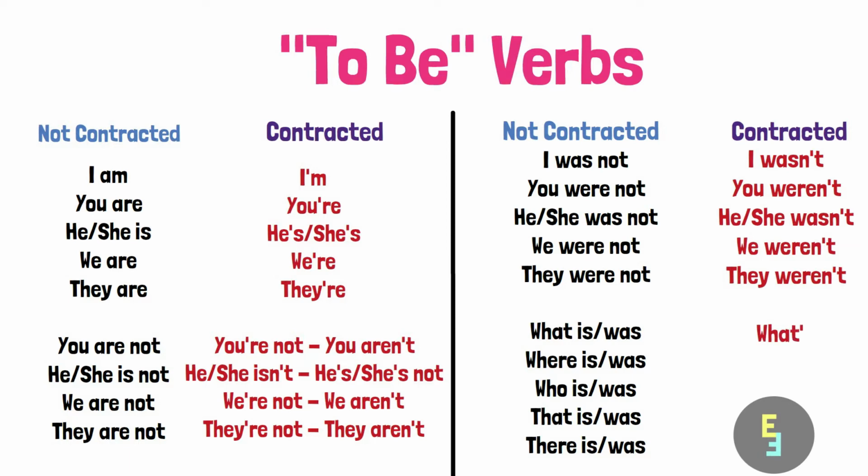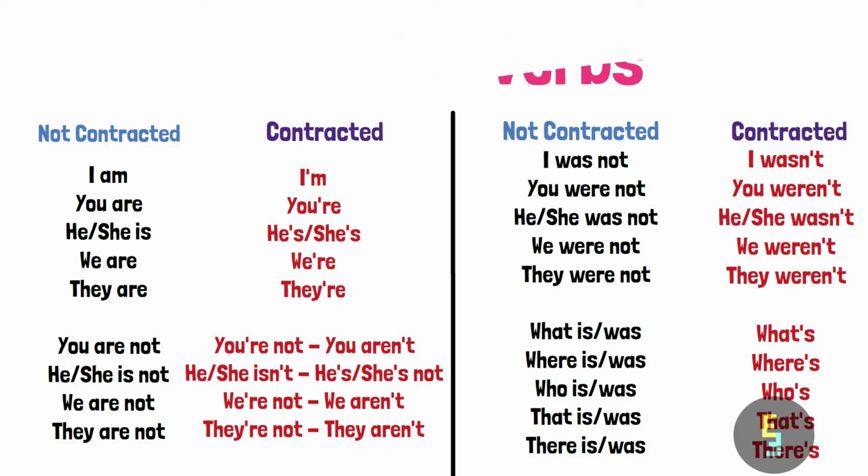Now, the last set using to be verbs. You'll see here that regardless of whether the verb is present or past tense, they still have the same contraction. What is or what was? What's. Where is or where was? Where's. Who is or who was becomes who's. That is or that was. That's. There is or there was becomes there's.